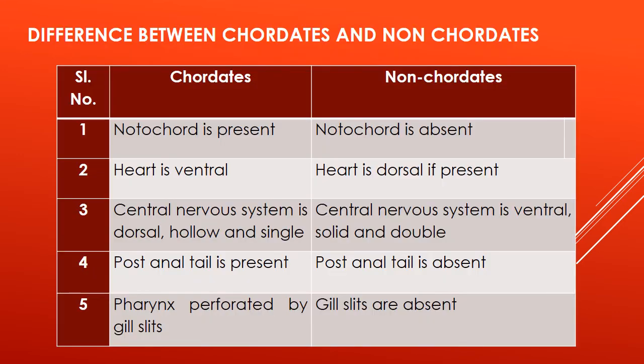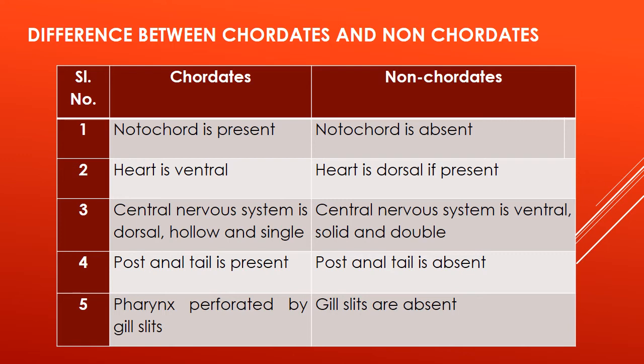A difference between chordata and non-chordata: in chordata a notochord is present, in non-chordata notochord is absent. Heart is ventral in chordata, heart is dorsal if present in non-chordata. Central nervous system is dorsal, that is backside, hollow, tube-like. If you look into the spinal cord, it is hollow. It is filled with CSF, correct? And single. But in the non-chordates, that is invertebrates, they have CNS which is ventral, like normally on the stomach side, solid. It's not hollow. And double.